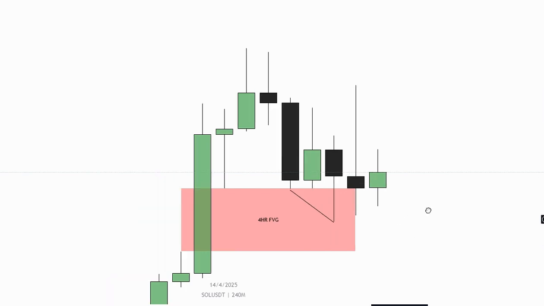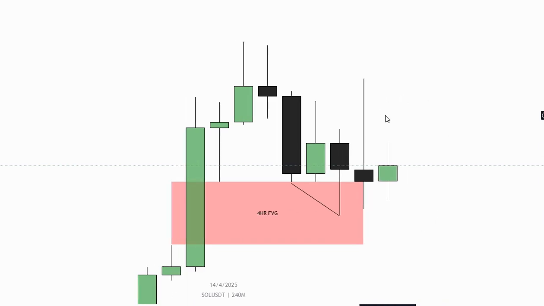So avoid this candle that is printing right now, and let's work with what has already happened here. This is the 4-hour as my higher time frame. Then I will zoom into 15 minutes to look for ways of getting higher.